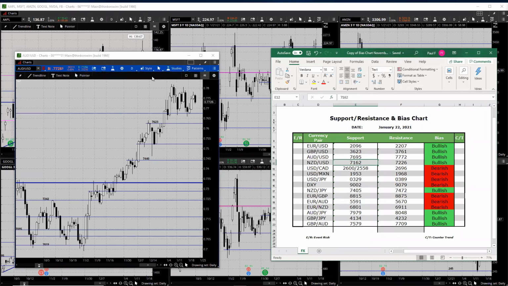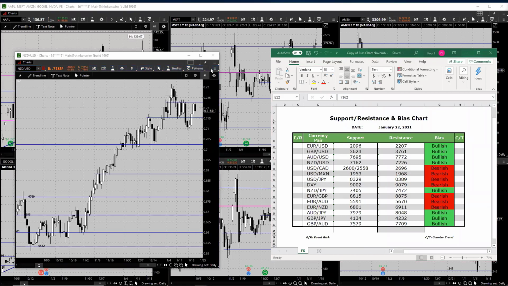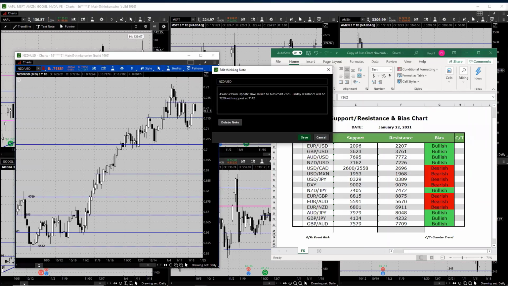On to the Kiwi. So the Kiwi rallied to the bias chart of 72.26. There's that level we referenced earlier. Resistance will be 72.39 with support at 71.42.